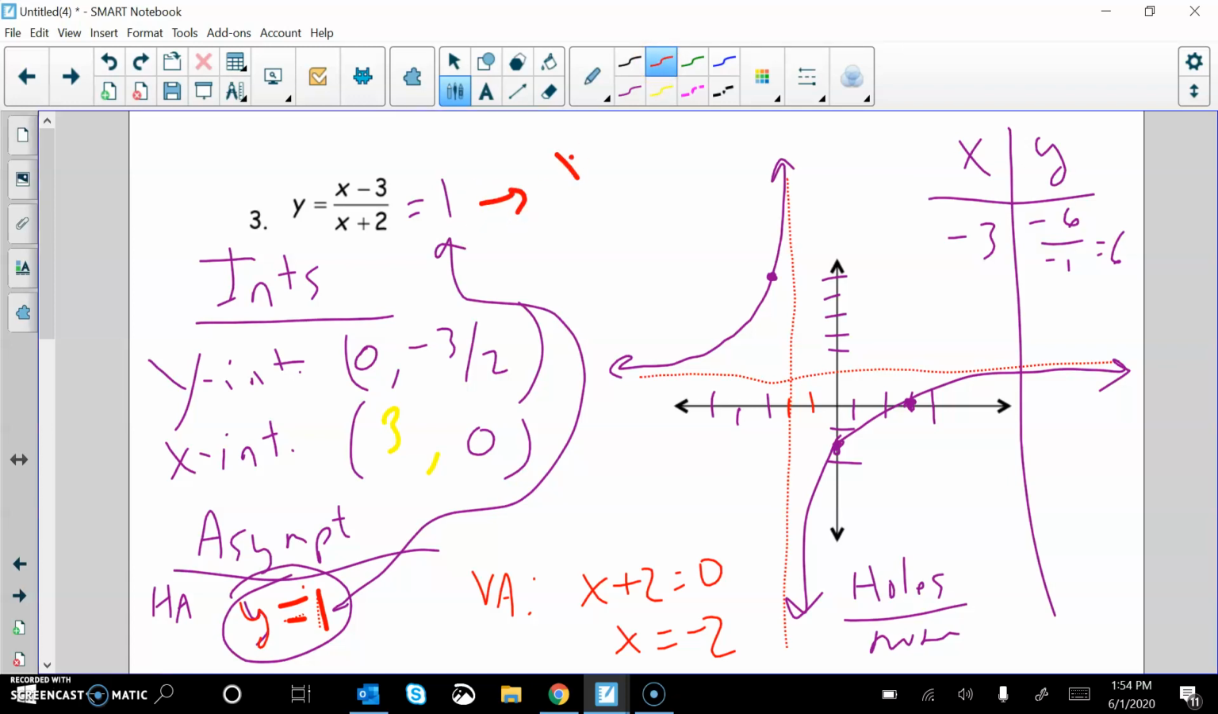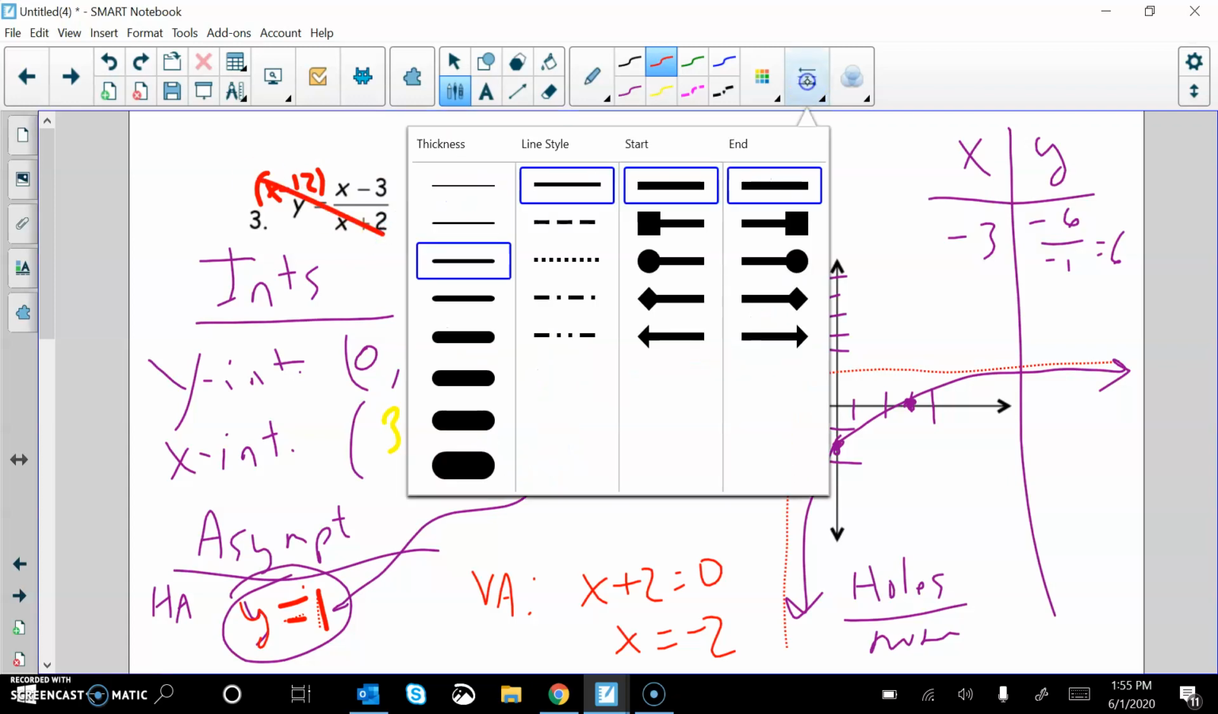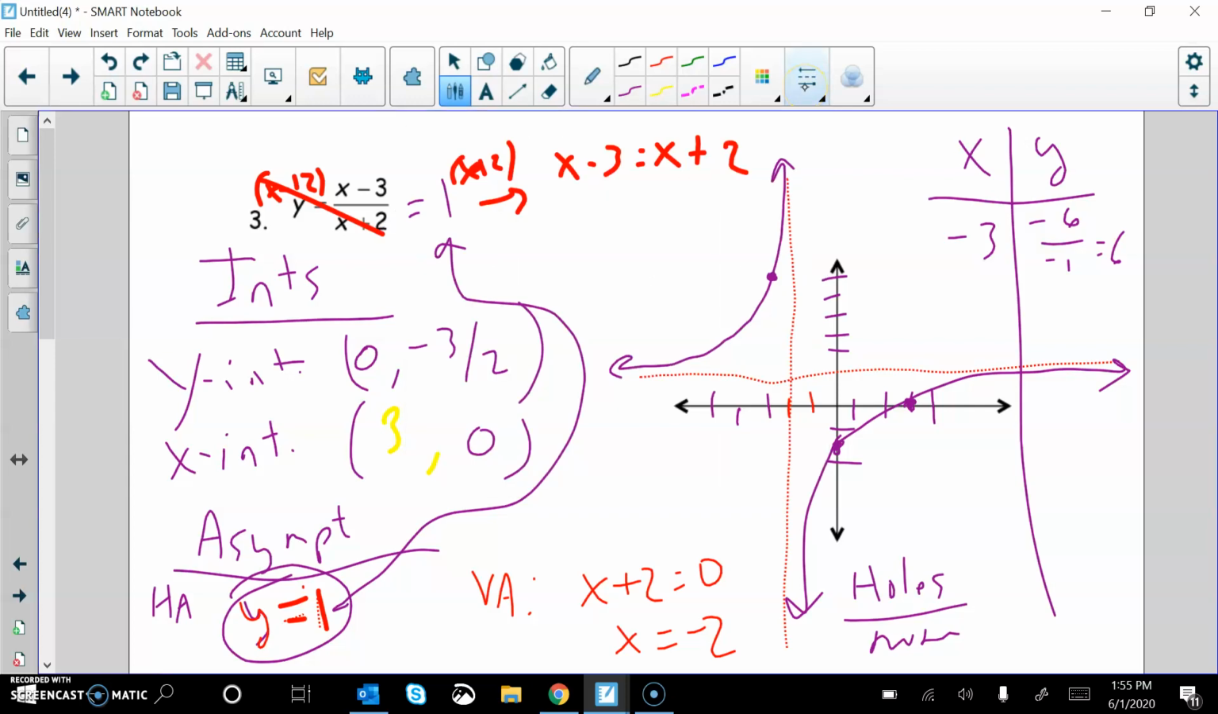Multiply both sides by x plus 2. Let me write that out real quick. Times x plus 2, x plus 2, that cancels. All right. As we go further, minus x, you get negative 3 is equal to 2, which is not true. Negative 3 is not equal to 2. Our assumption of the original function being equal to 1 is false, so it'll never cross it.